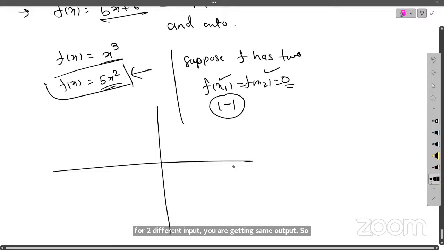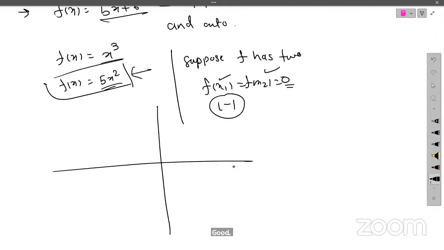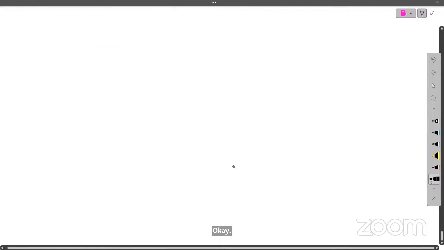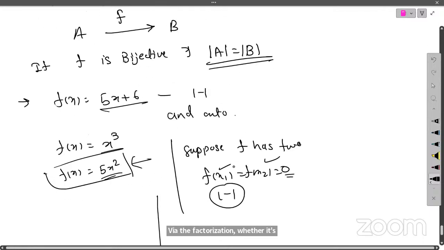But for onto, I cannot see immediately. Can we use this method to check if a function is one-to-one? Yes, you can check. If you are able to find out the zeros, then obviously. But finding zeros is again a difficult task. Via the factorization method it's easy, but other than that, yes.